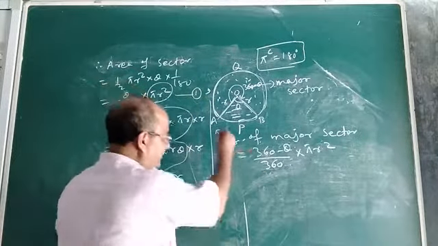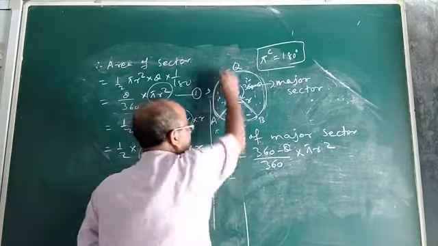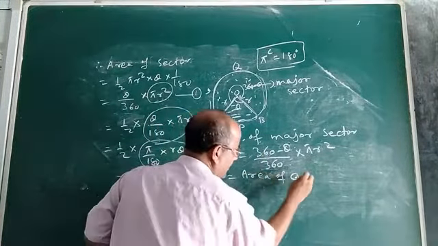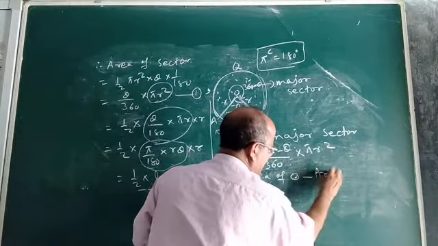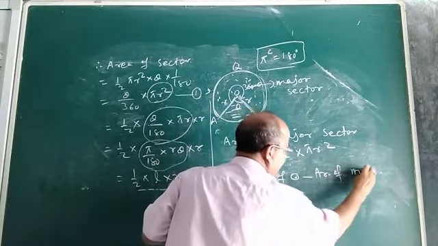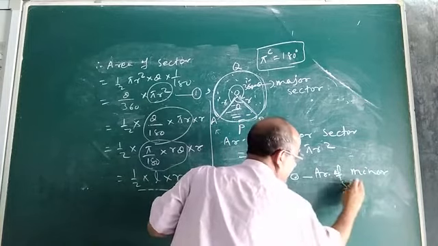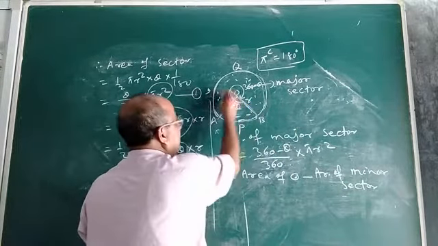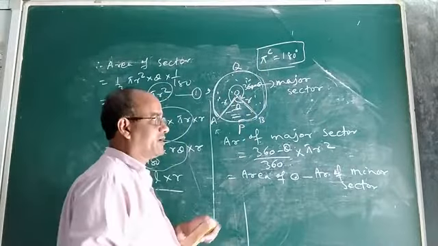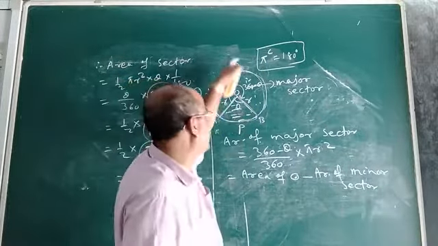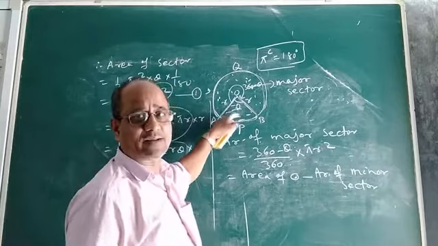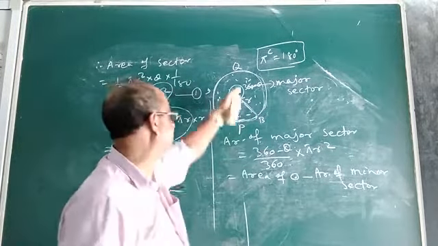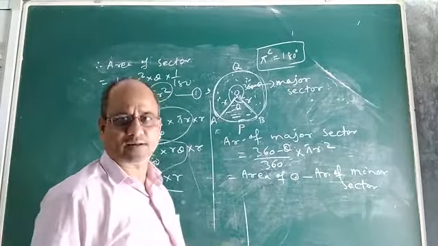Or we can also find, first you find area of circle, then you subtract area of minor sector. See, if you subtract the area of this minor sector from the area of the circle, this is the minor sector and this is the circle. If the area of the minor sector is subtracted from area of circle, whose area you will get? Definitely you will get the area of the major sector.